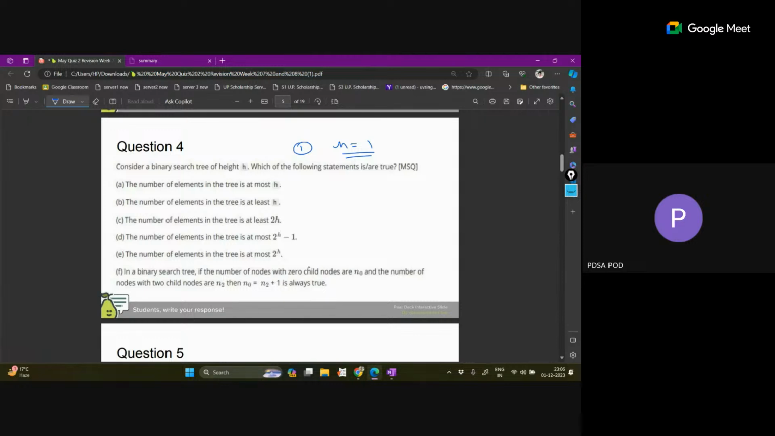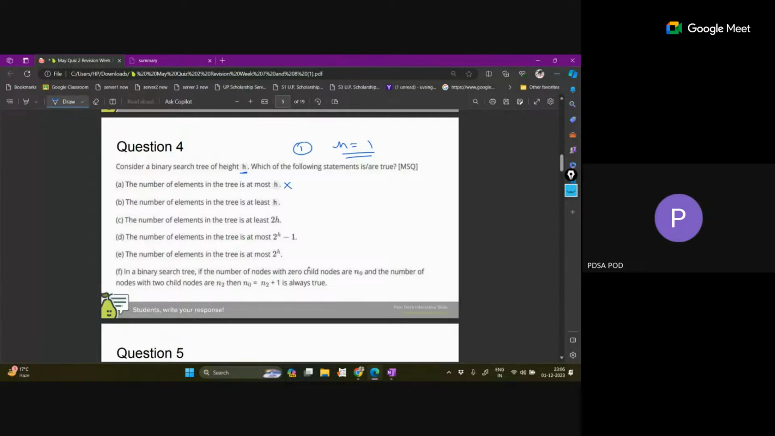The number of elements in the tree is at most h. This is correct or not? Yes, sir, skewed graph. No, at most we are asking. No, sir, wrong. At most means maximum, so this is not the case. The maximum is 2 to the power h minus 1. Option D is incorrect.